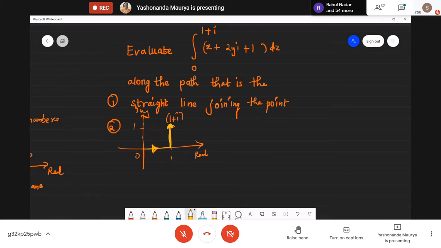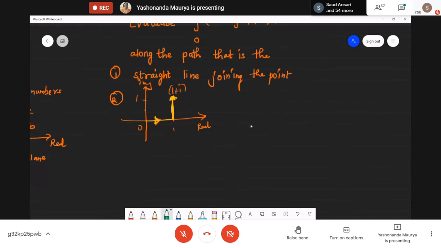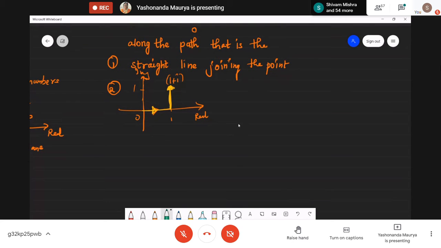Okay, now how do we do this? So what is the straight line? The first one is given over here as the straight line. How do we solve this one? So we have from here to here. What is the equation of this straight line which joins these two points?